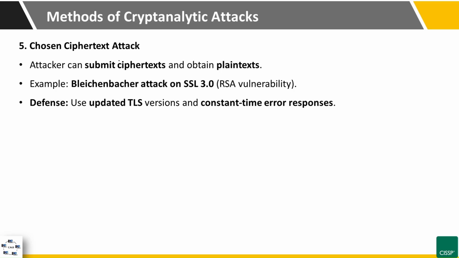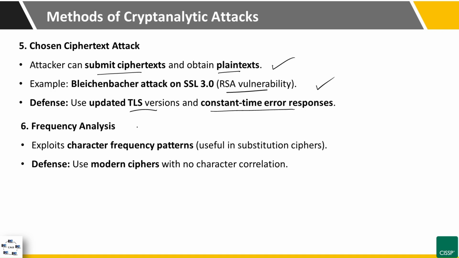Number five is chosen ciphertext attack. It is when the attacker can submit ciphertext and obtain plain text. For example, the Bleichenbacher attack on SSL 3.0, which is an RSA vulnerability, and defense against it is to use updated TLS versions and constant time error responses. And number six is frequency analysis, which exploits character frequency patterns, and it is useful against substitution ciphers. And defense against it is to use modern ciphers with no character correlation.